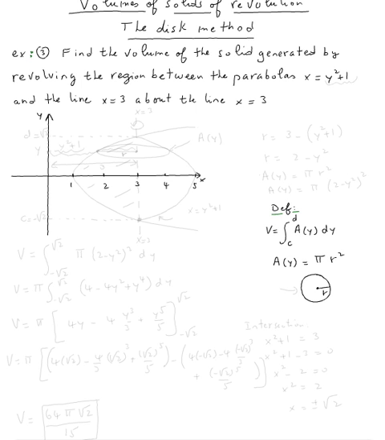So let's do this example to illustrate. First, we need to find the volume of the solid generated by revolving the region between the parabola x equal y squared plus 1 and the line x equal 3. Let's do x equal 3 first. Here's the line x equal 3.